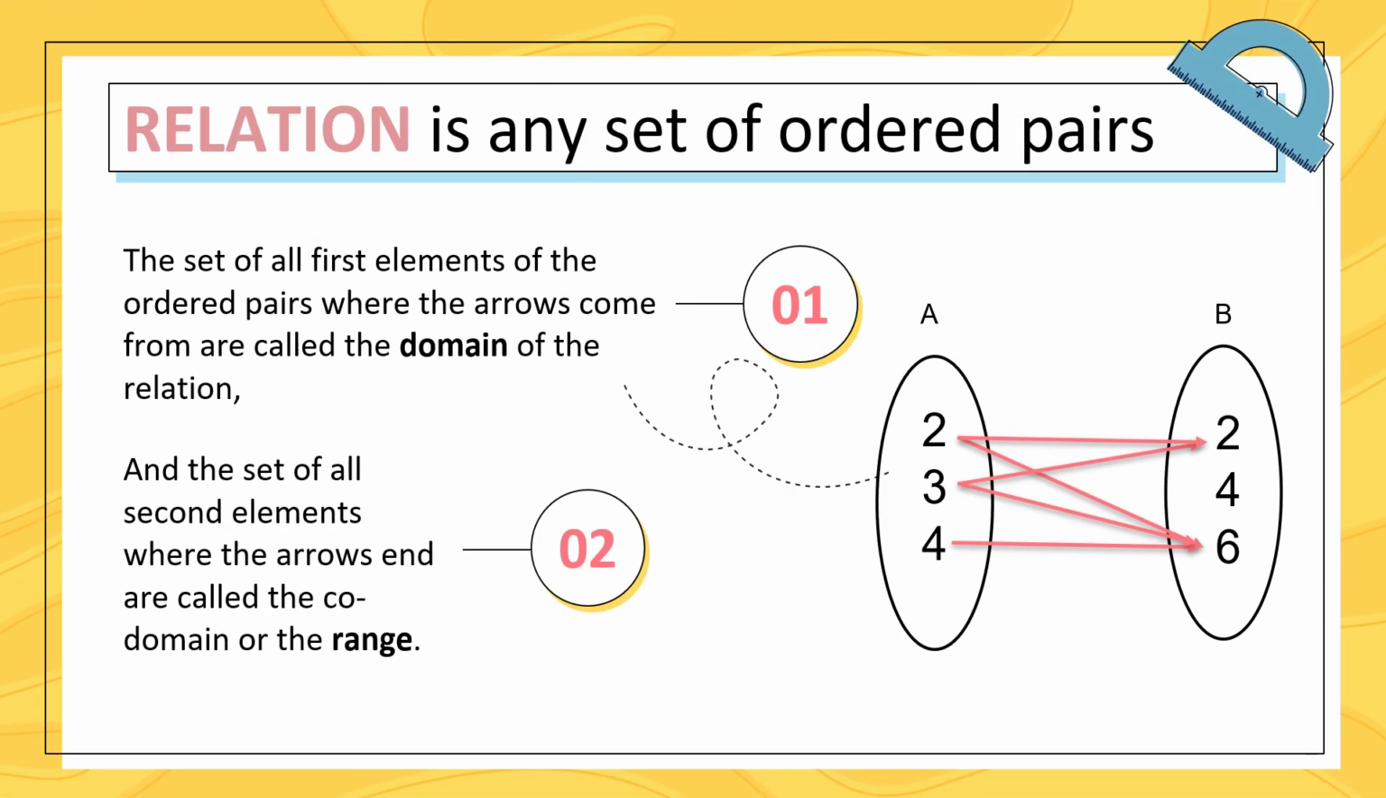So keep in mind that a relation is any set of ordered pairs. The set of all first elements of the ordered pairs, where the arrows come from, is called the domain of the relation. And the set of all second elements, where the arrows end, is called the codomain or the range.